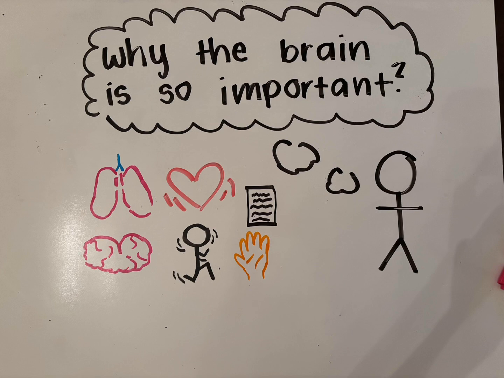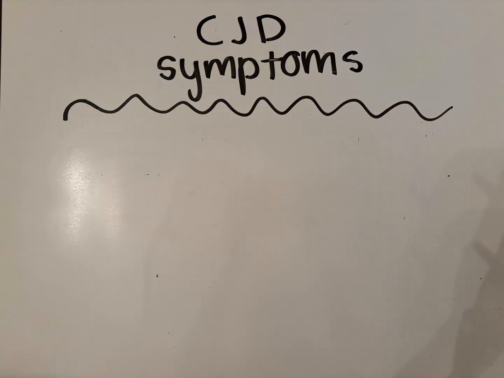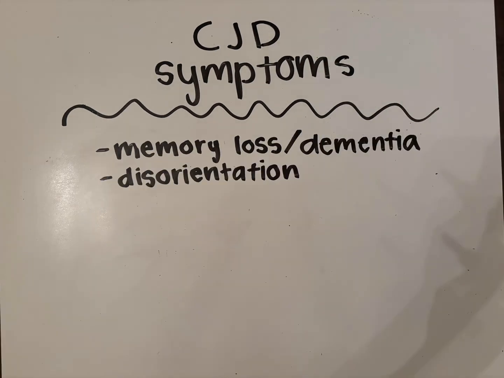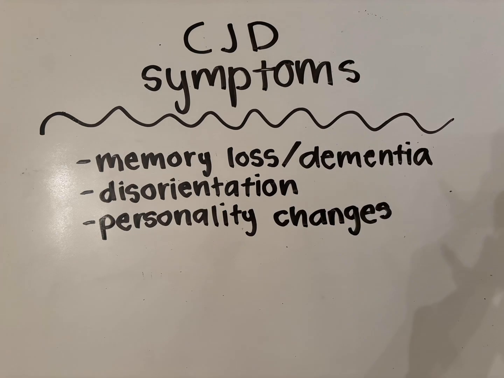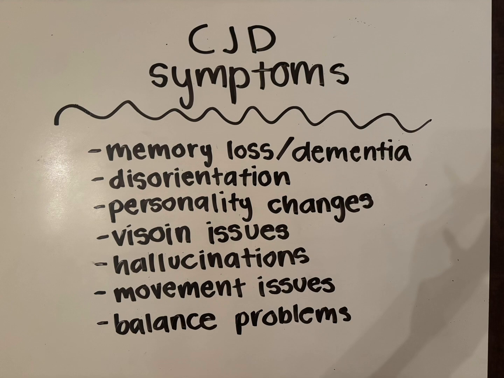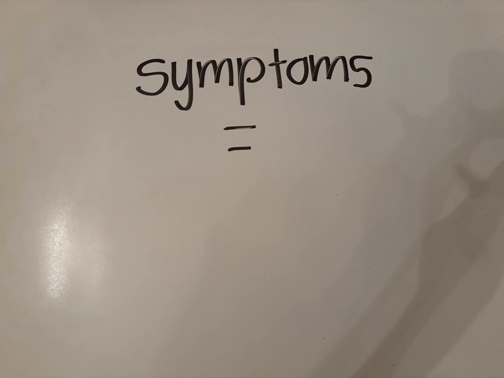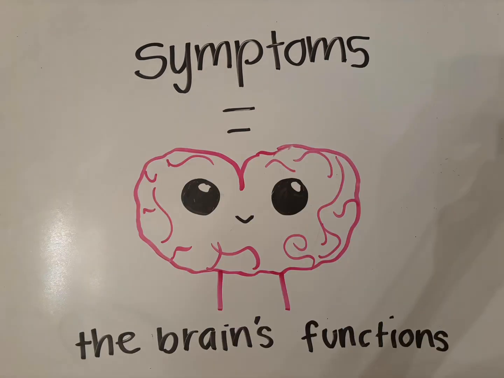It is responsible for your senses, your emotions, your memories, sending and receiving information, processing the information, your heart rate, your breathing, and much more. Now let's get into the symptoms of CJD. Here they are listed as the disease progresses, from the early stages to the late stages. Memory loss/dementia, disorientation, personality changes, vision issues, hallucinations, movement issues, balance problems, seizures, paralysis, and muscle atrophy. These symptoms correspond with the functions of the brain.